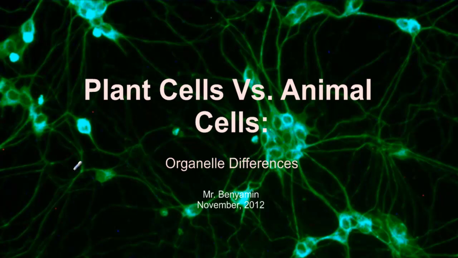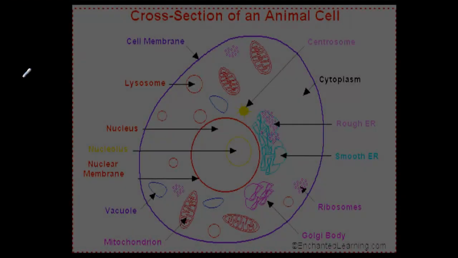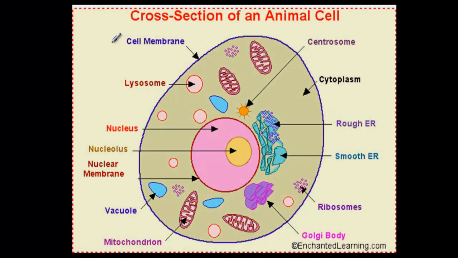It is November 2012, and today I'm going to talk to you about plant cells and animal cells, specifically the differences in organelles. Now, before we look at the differences, we're going to look at each cell individually. So we've got a cross-section of an animal cell here. Now, we're going to look at each organelle, the most important ones at least.